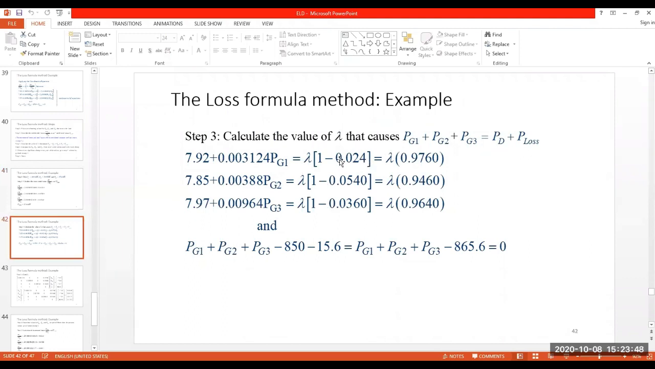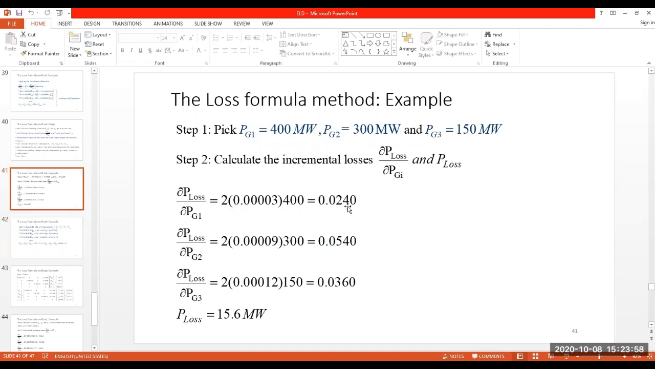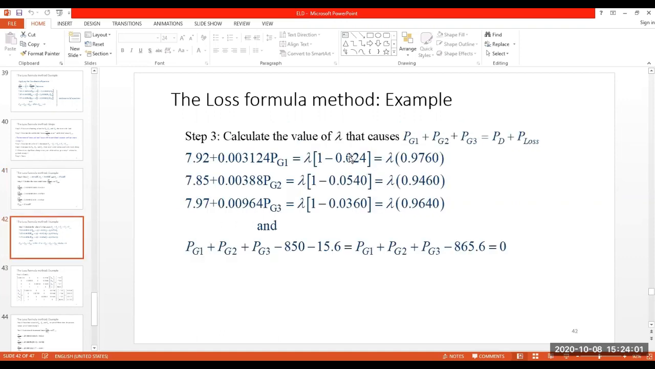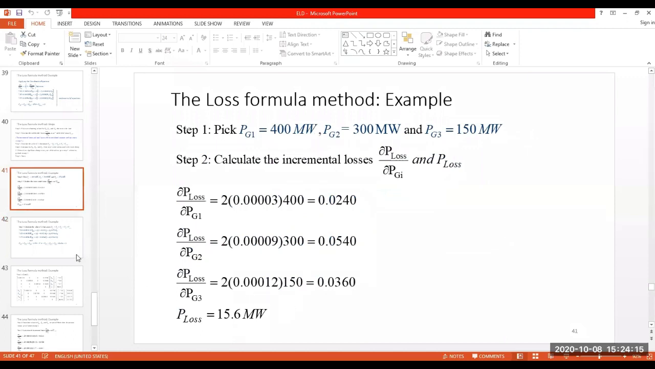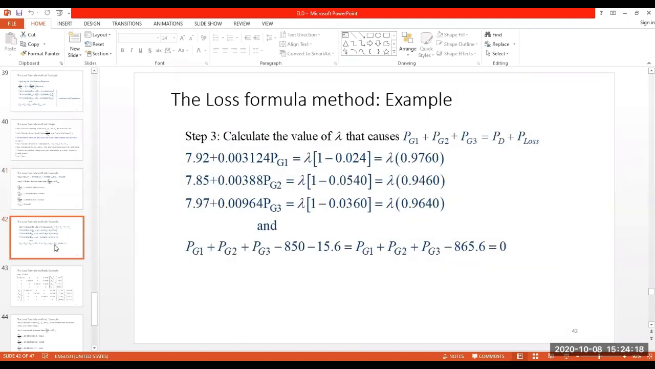Using those values, you see, this is 1 minus di P loss by di PG1. Remember here. So what is that? That is this value, 0.0240. So in step 3, we are actually taking the value of di P loss by di PG1, di P loss over di PG2, di P loss over di PG3, and we are taking that loss that is calculated here, 15.6. These are not varying until and unless you go back to step 2 and recalculate them. This is the simple meaning. There is nothing special.